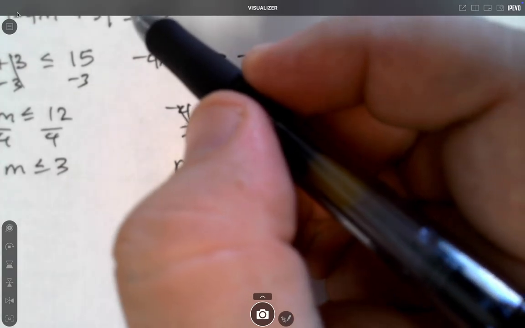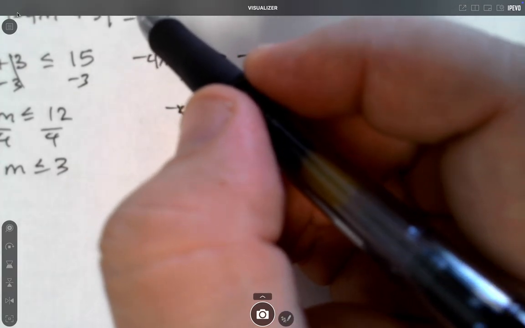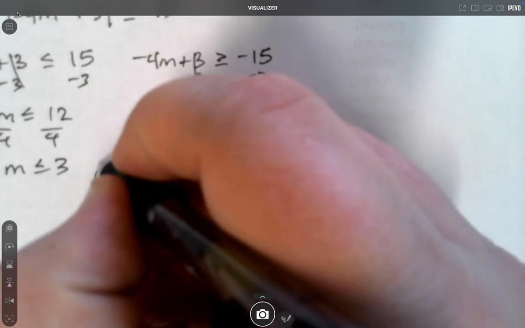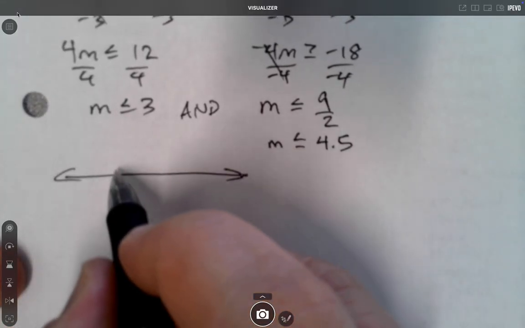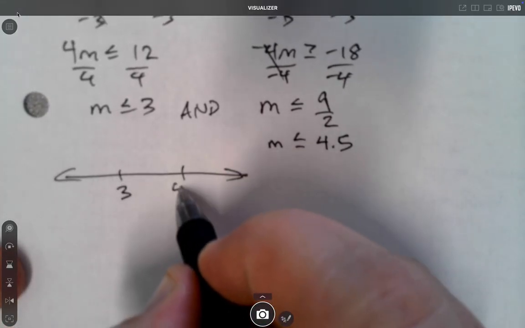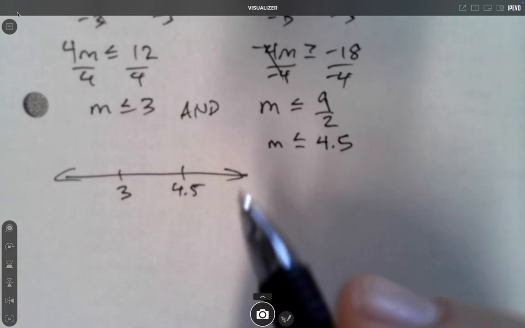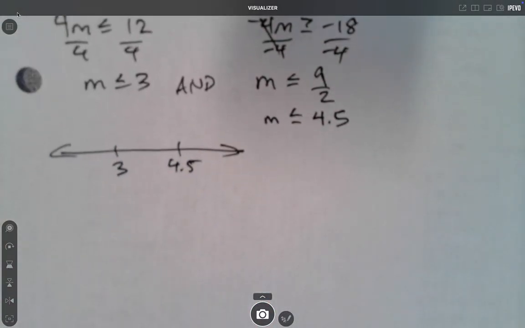And again, look back here. This is a less than, so this is an and question. So my two numbers I need to mark are 3 and 4.5. Oh, wait, I messed up somewhere. Let's back up.